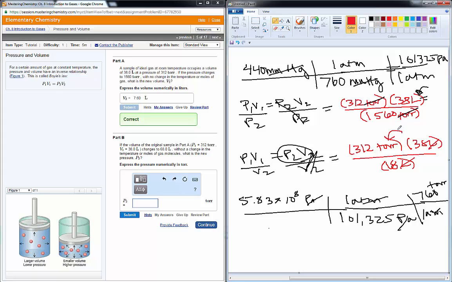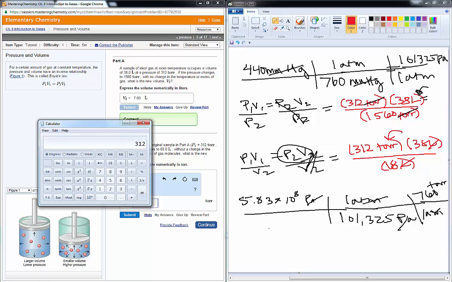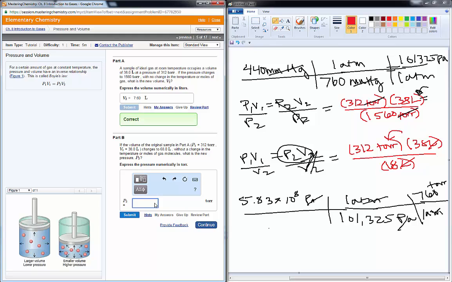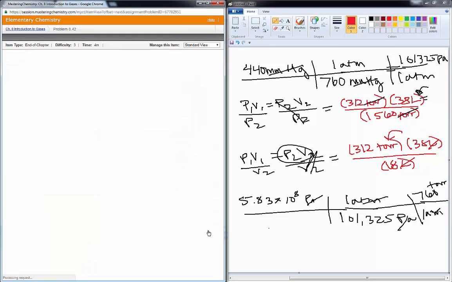Liters cancel. I'm left with torr. That's the units they want, so I know I did it right. 312 times 38 divided by 68 gives me 174 torr. Just like that.